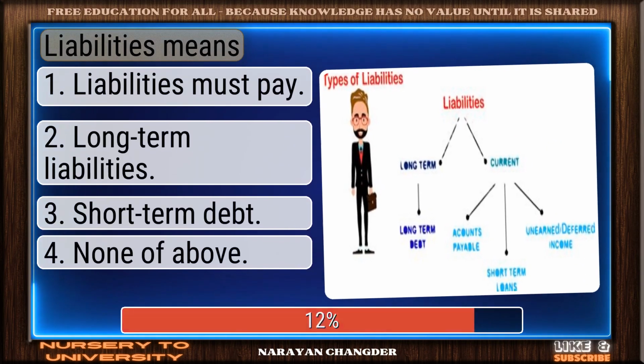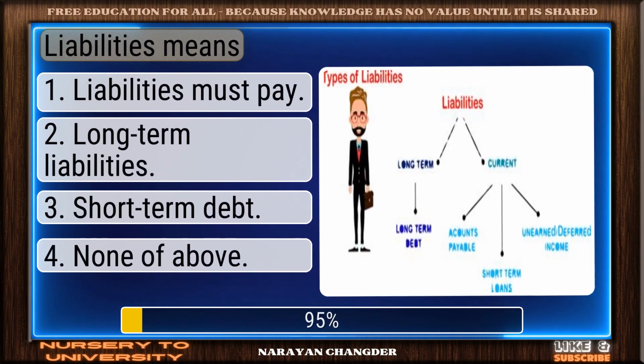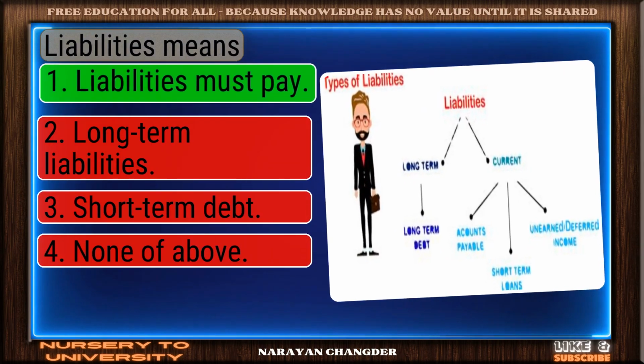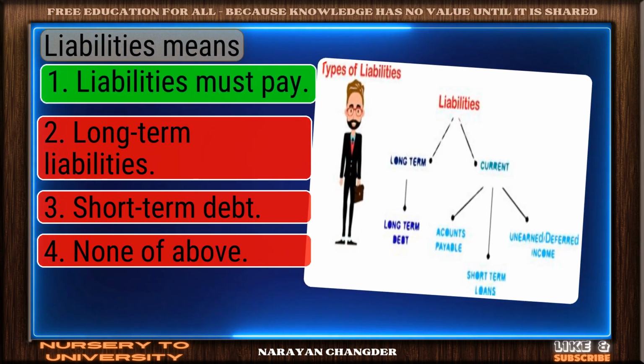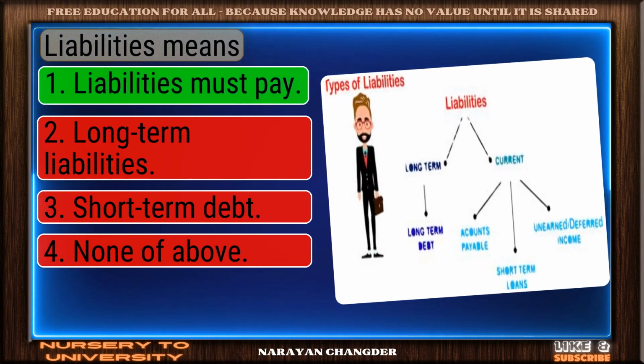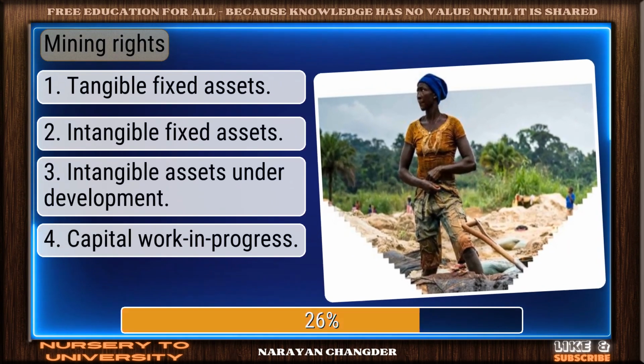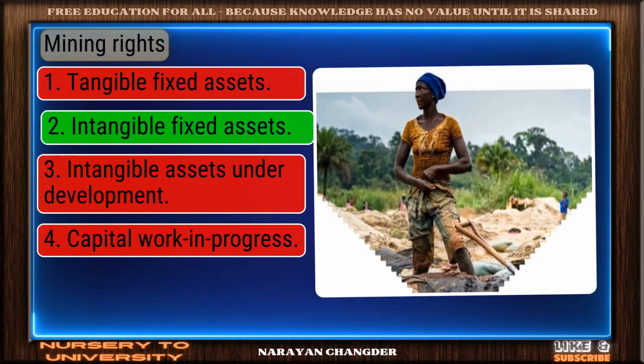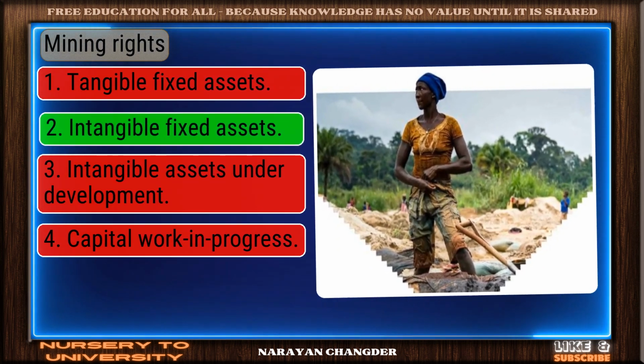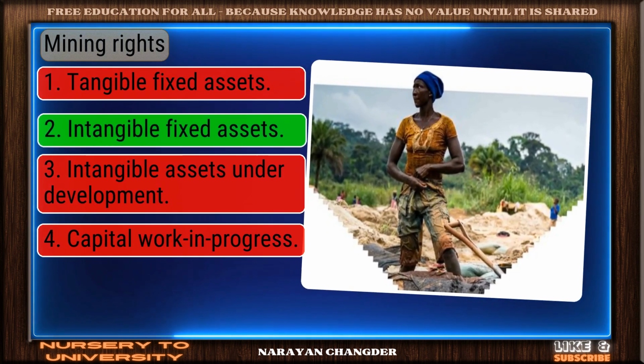Liabilities means. Clear logic. Your choice liabilities must pay is sound and 100% true. Mining rights. On track. Intangible fixed assets is the correct answer.